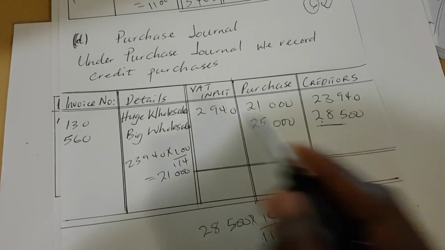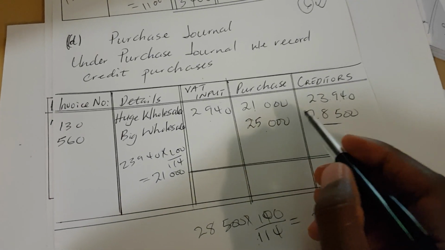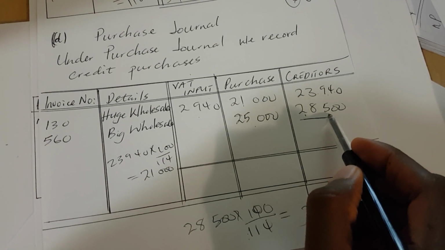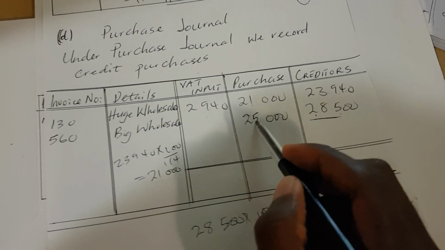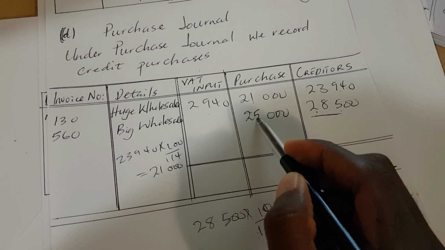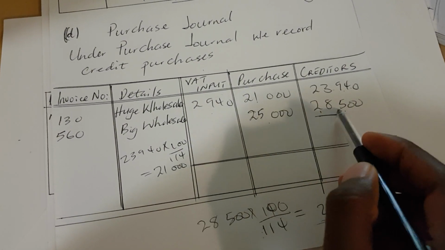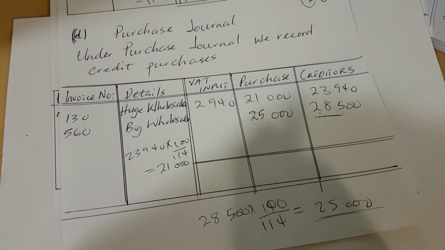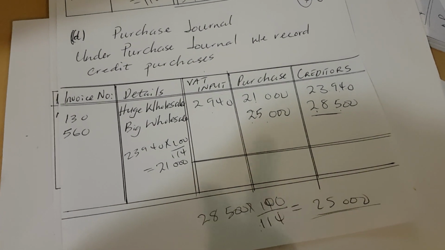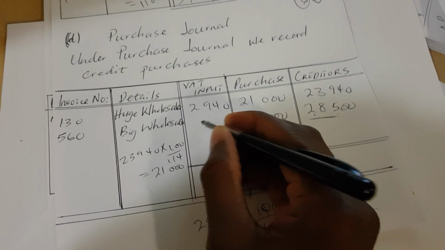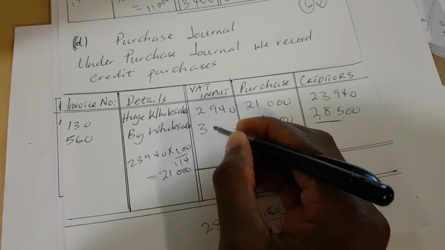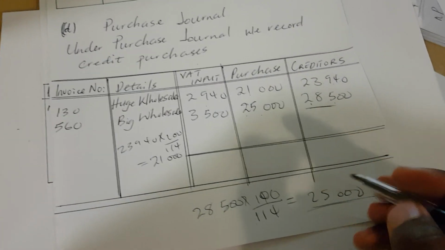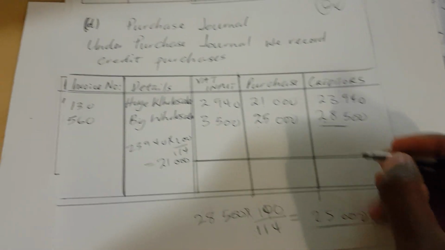So how much is your VAT input on your purchases? You will say, okay, creditors including VAT is 28,500, purchases excluding VAT is 25,000. So you subtract the two, 28,500 minus 25,000, you're going to get 3,500. So the VAT input for Big Wholesalers is 3,500. And then you balance the columns.